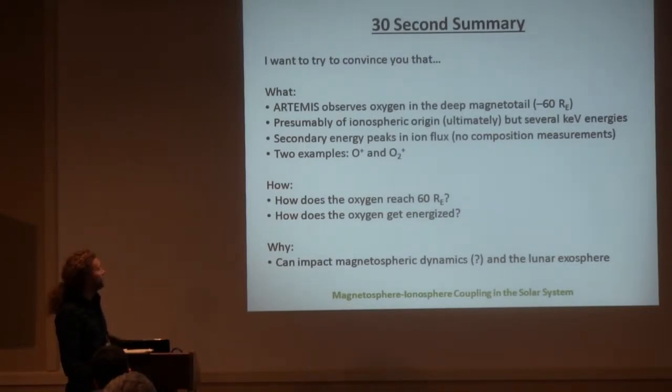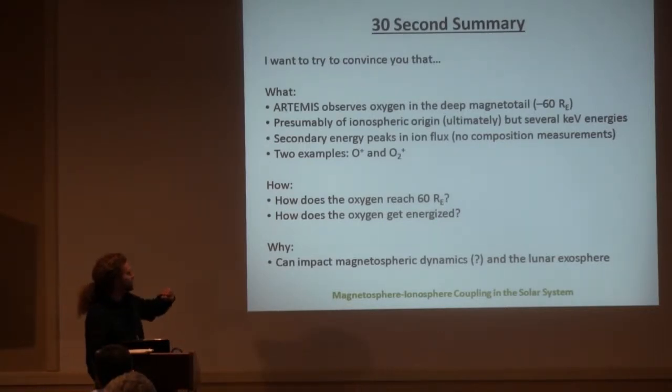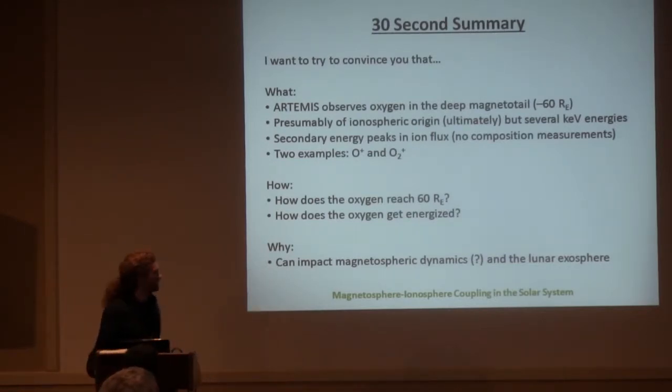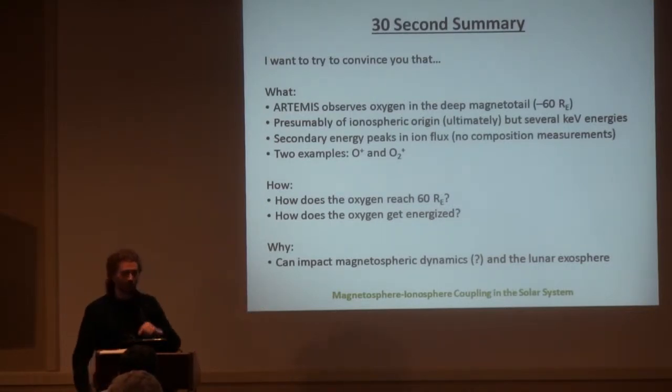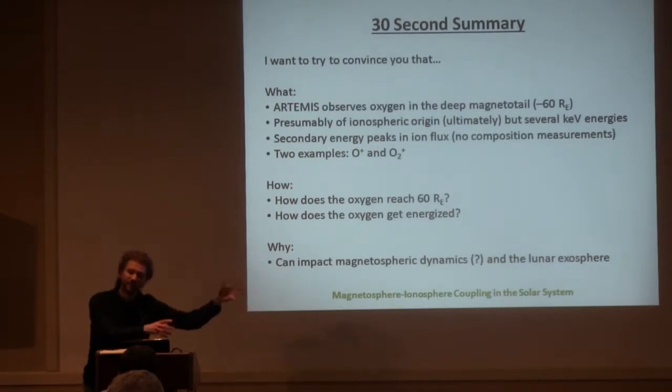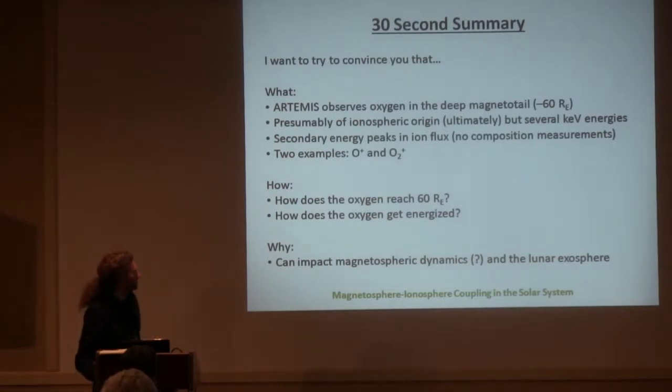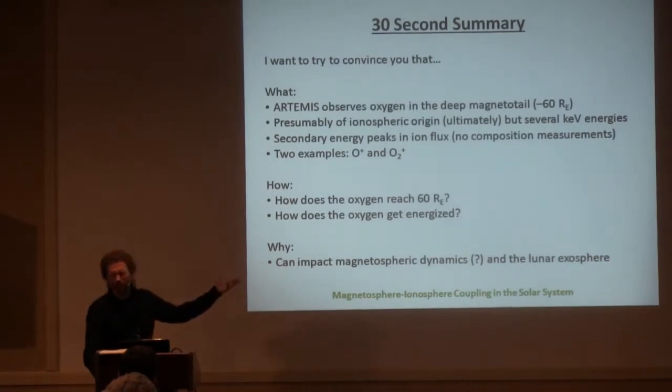Let's see. And then there are still some open questions we'll address near the end: how does oxygen reach all the way to 60 RE? I've not seen much in any of the talks that consider things much further than a few RE, except some of Vahe's simulations. At least he went out to like 40 RE, and there was still oxygen out there, so that's helpful. And then how do we get energized to energies that are a few keV, not a few eV? And why do we want to do this in the first place?